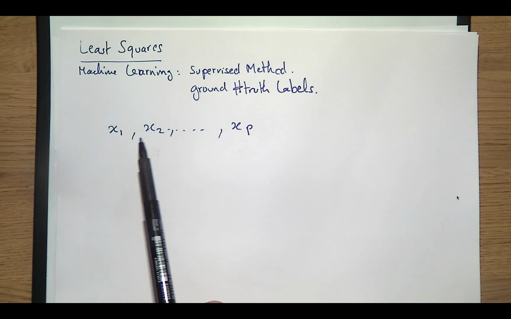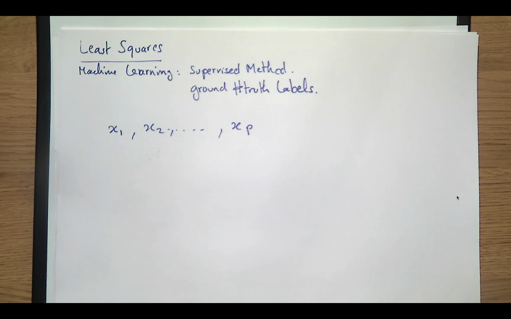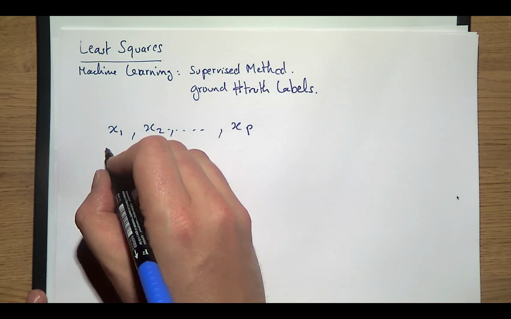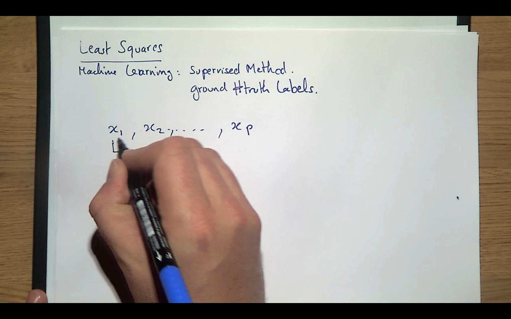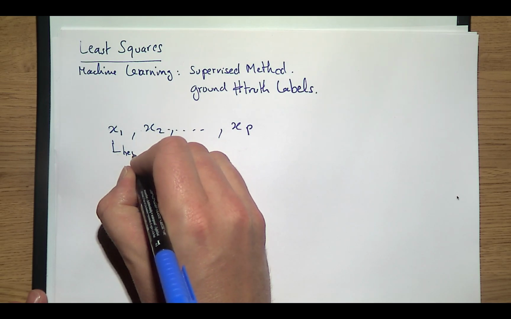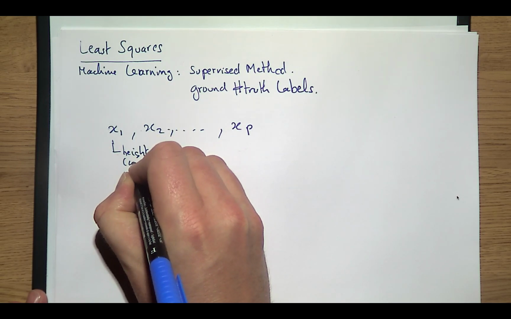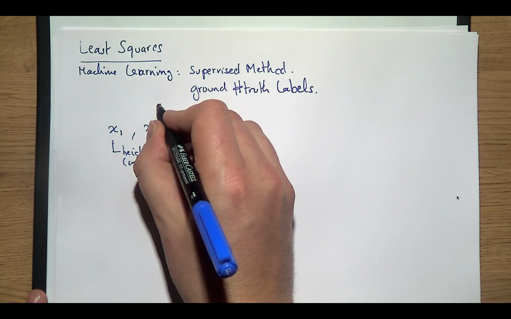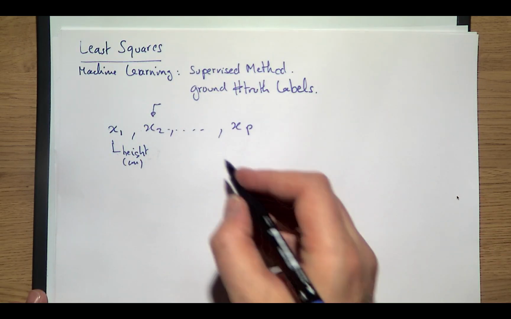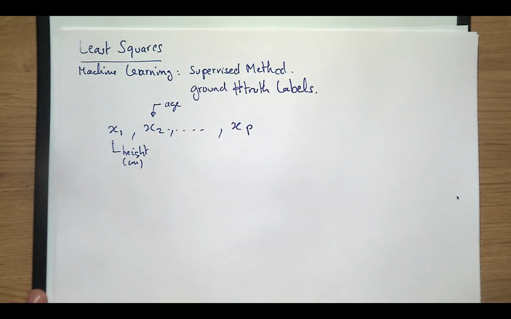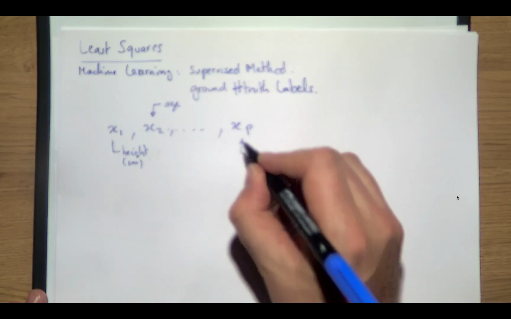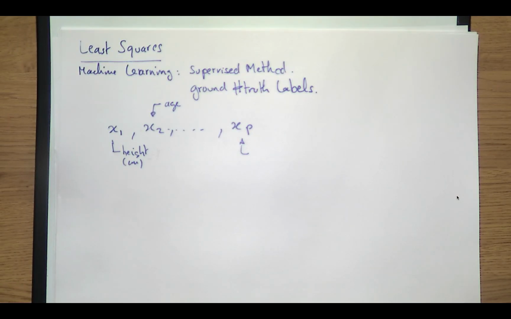So these x1, x2, up to xp are the features you're going to collect. In our case, x1, for instance, was the height in centimeters, and x2, say, could be the age, and say the last one could be as well some kind of categorical data.